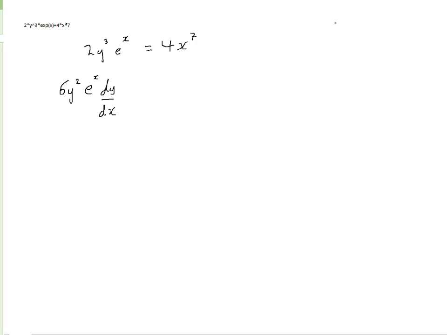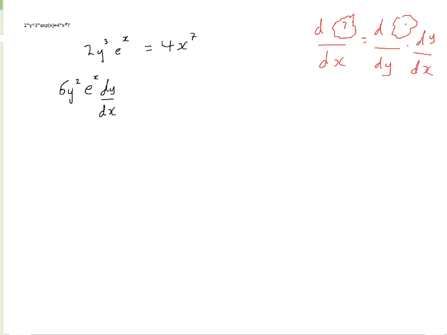Because the thinking is, if you want to differentiate something with respect to x, but it has got only y's in there, then we can differentiate with respect to y. So that's what I did here. 2y cubed gives me 6y squared. But then you must multiply by dy by dx.